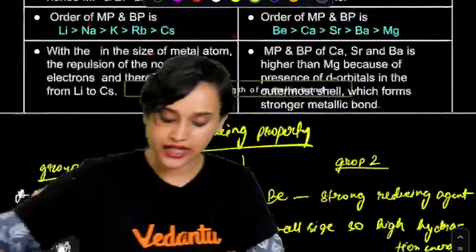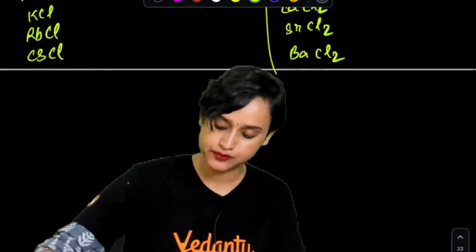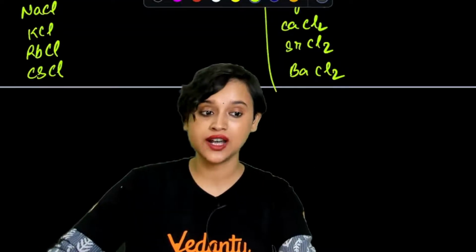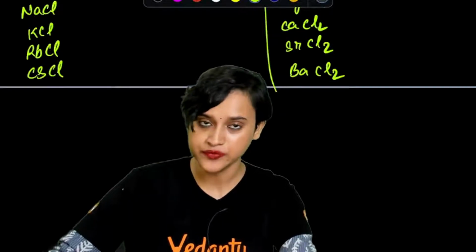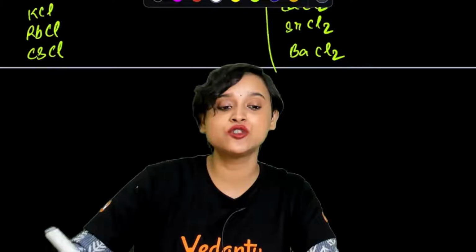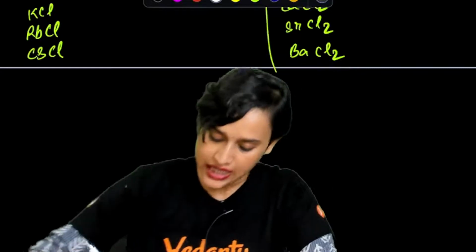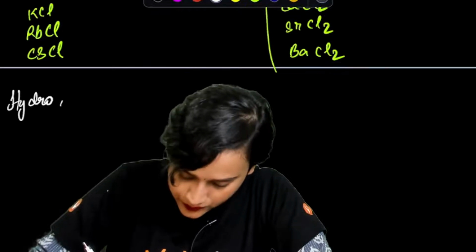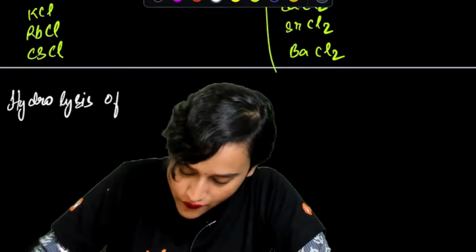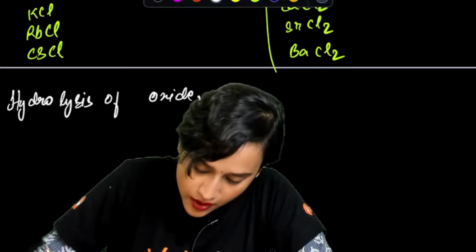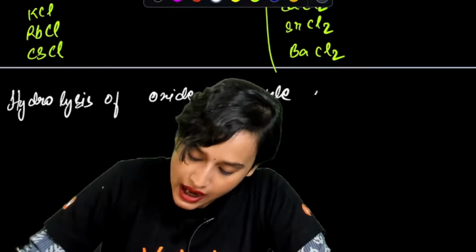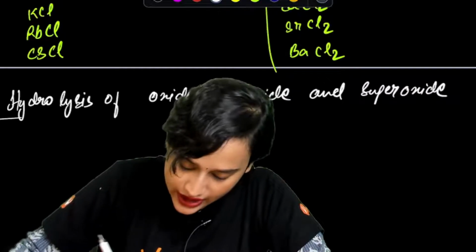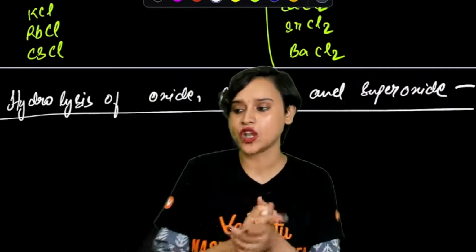Now, one more thing that we have to study: we were done with oxide, peroxide and superoxide, which I have told you. So let's do hydrolysis of oxide, peroxide and superoxide. Let's have a look at that.